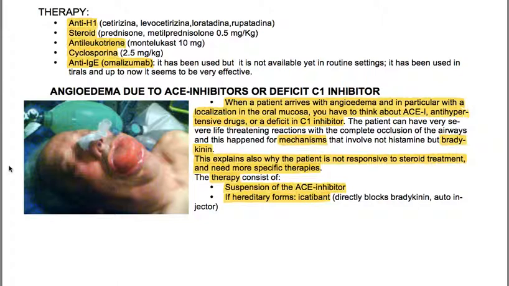The patient can have very severe life-threatening reactions with the complete occlusion of the airways, and this happens for mechanisms that involve not histamine but bradykinin. This explains also why the patient is not responsive to steroid treatment and needs more specific therapies. The therapy consists of suspension of the ACE inhibitor and, if hereditary forms, icatibant, which directly blocks bradykinin, auto-injector.